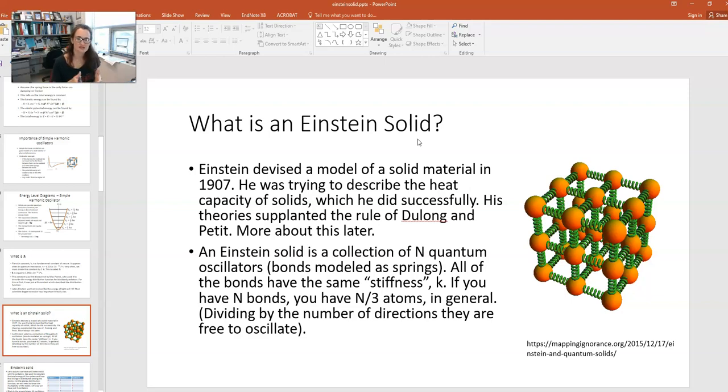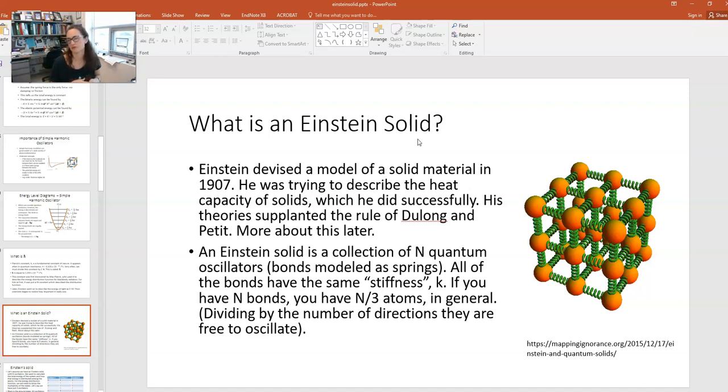So an Einstein solid, we're going to use the terminology here, is a collection of capital N quantum oscillators. So those are the bonds. All of those bonds in our models are going to have the same stiffness. It is true that if you have a true solid material, you're going to have bonds between dissimilar atoms, so crystals are actually quite complex. If they have bonds between dissimilar atoms, they really would have different spring constants. But we're not going to get into all that right now.